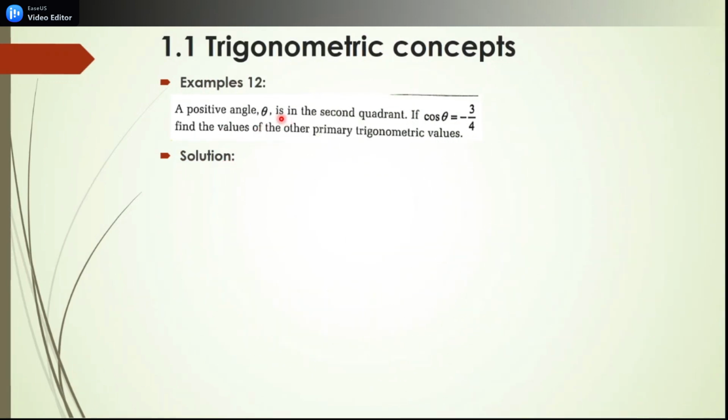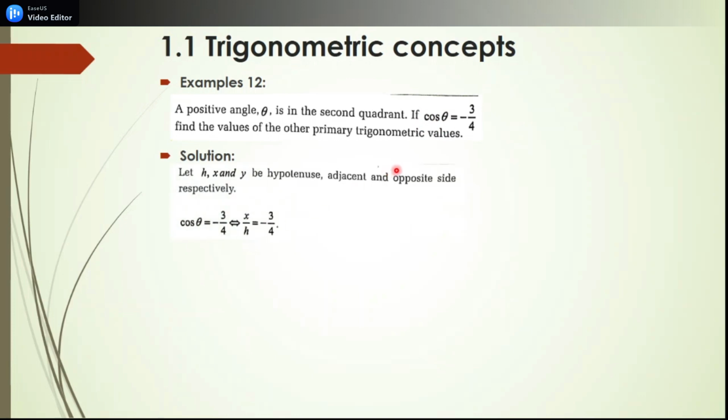Example 12. A positive angle theta is in the second quadrant if cosine theta is equal to negative 3 over 4. Find the value of the other primary trigonometric values. It means we have the first one, cosine. We remain to find sine and the tangent.